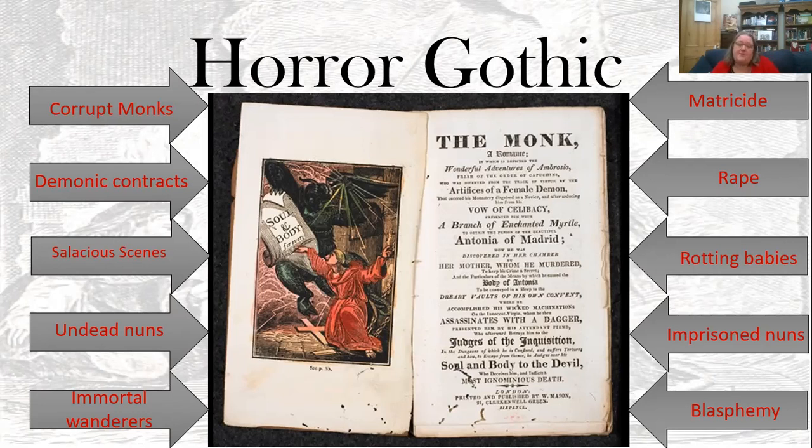We've got other manifestations of the supernatural, such as immortal wanderers, borrowing from tropes like the Wandering Jew and Faust in the depiction of an immortal wanderer. We have matricide, sororicide as well, incest, rape, rotting babies, horrifyingly, imprisoned nuns, and blasphemy. There's a lot going on.